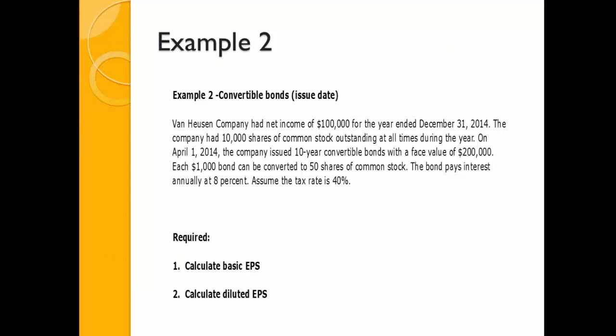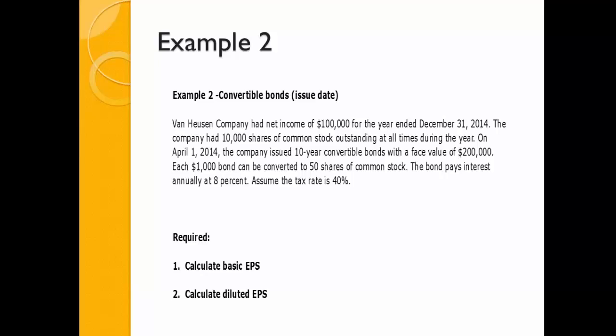So the next example is a convertible bond on the issue date. We have net income for the year ending December 31st, 2014 of $100,000, and common shares of 10,000. On April 1st, 2014, the company issued a 10-year convertible bond with a face value of $200,000. Each $1,000 bond can be converted to 50 shares of common stock. The bond pays an annual interest rate of 8%, and we assume the tax rate is 40%.